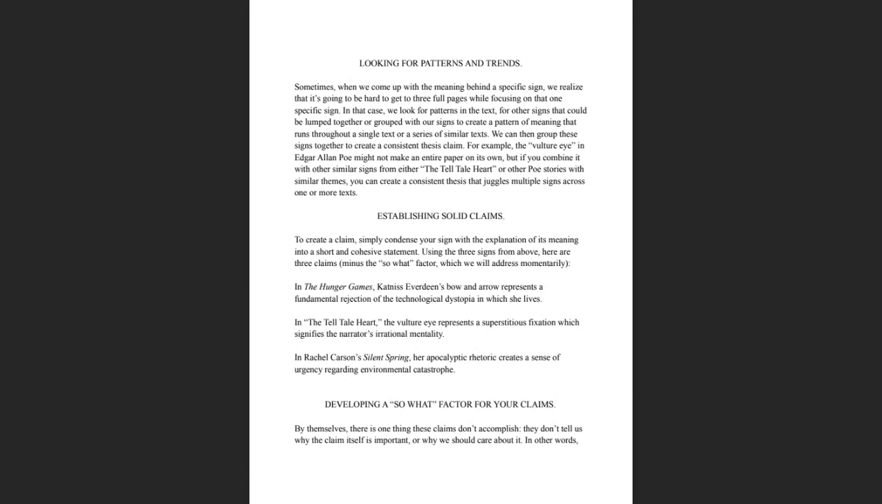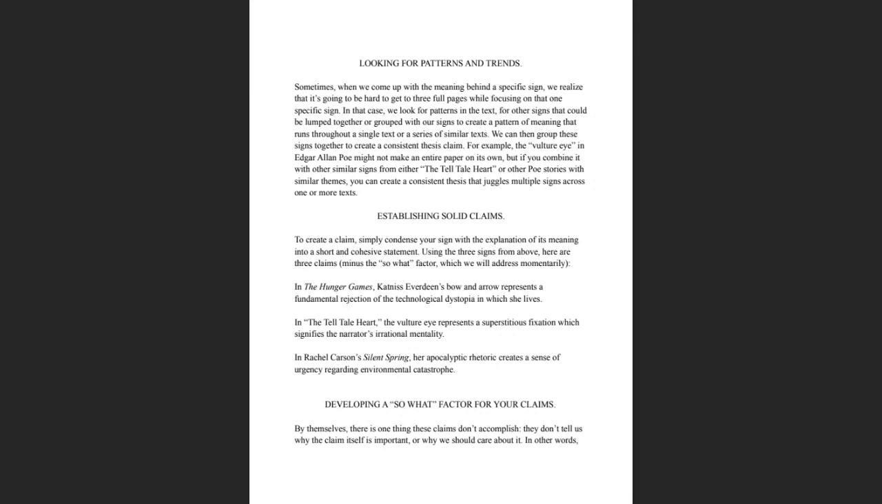In The Hunger Games, Katniss Everdeen's bow and arrow represents a fundamental rejection of the technological dystopia in which she lives. Okay, that's a claim, right? It represents a rejection of the society that she lives in. Okay. The next one, in The Tell-Tale Heart, the vulture eye represents a superstitious fixation, which signifies the narrator's irrational mentality. Okay, another strong claim, right? Now the last one. In Rachel Carson's Silent Spring, her apocalyptic rhetoric creates a sense of urgency regarding environmental catastrophe. Okay, there, those are three claims.